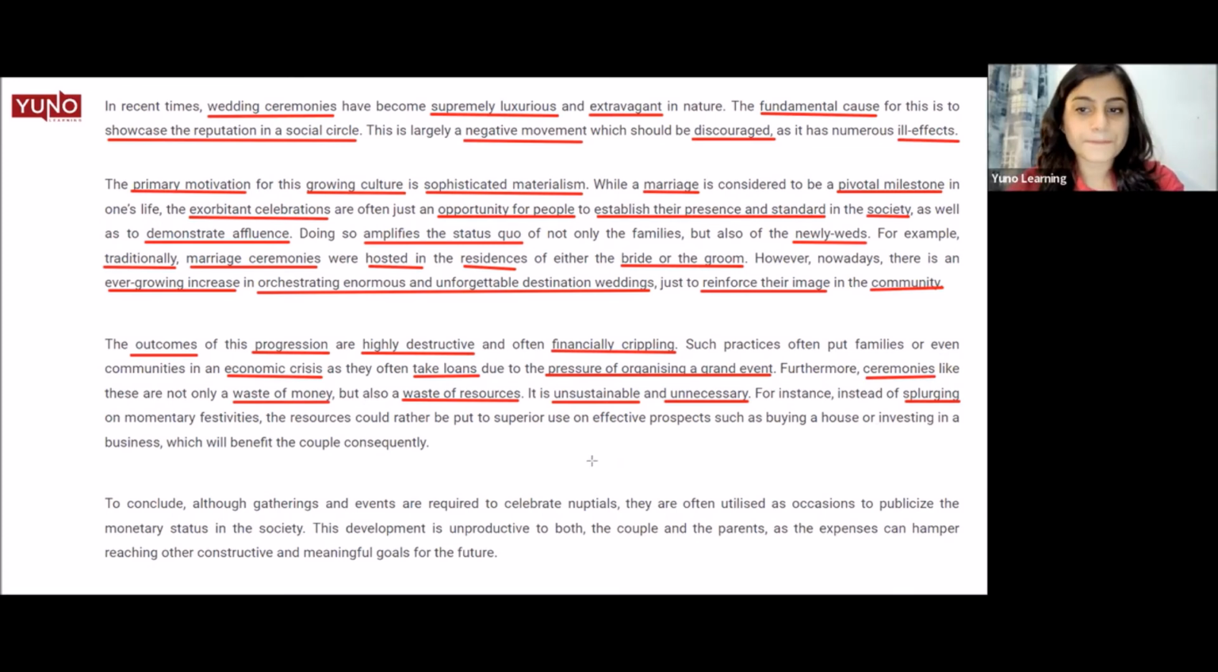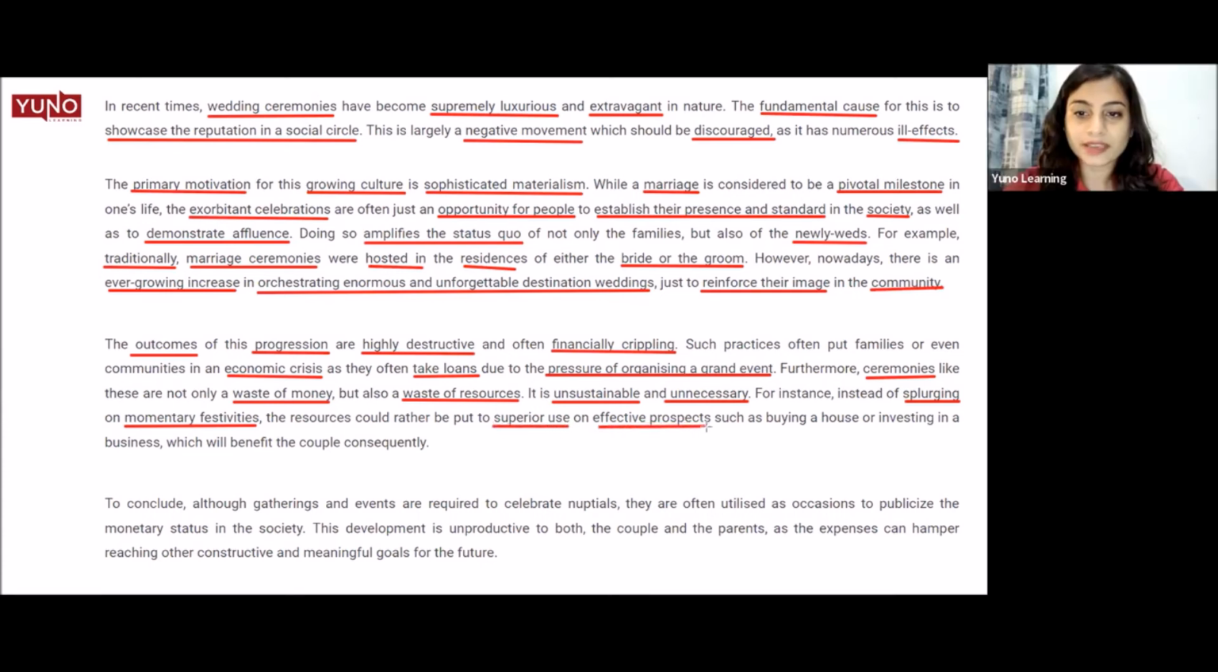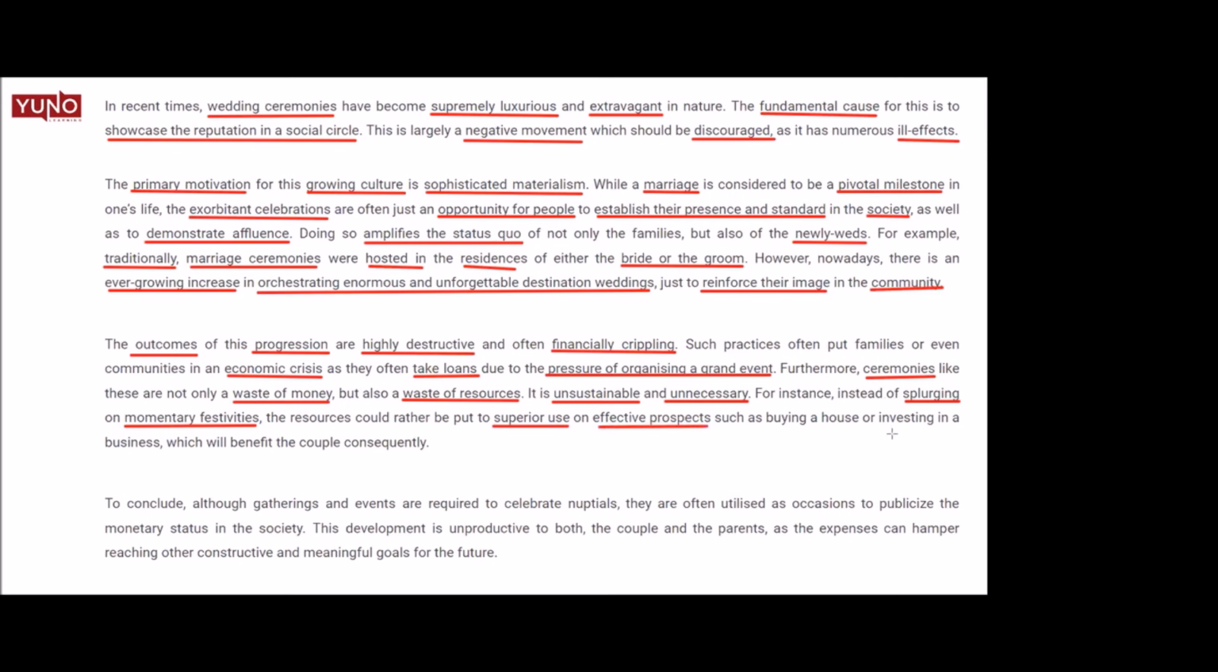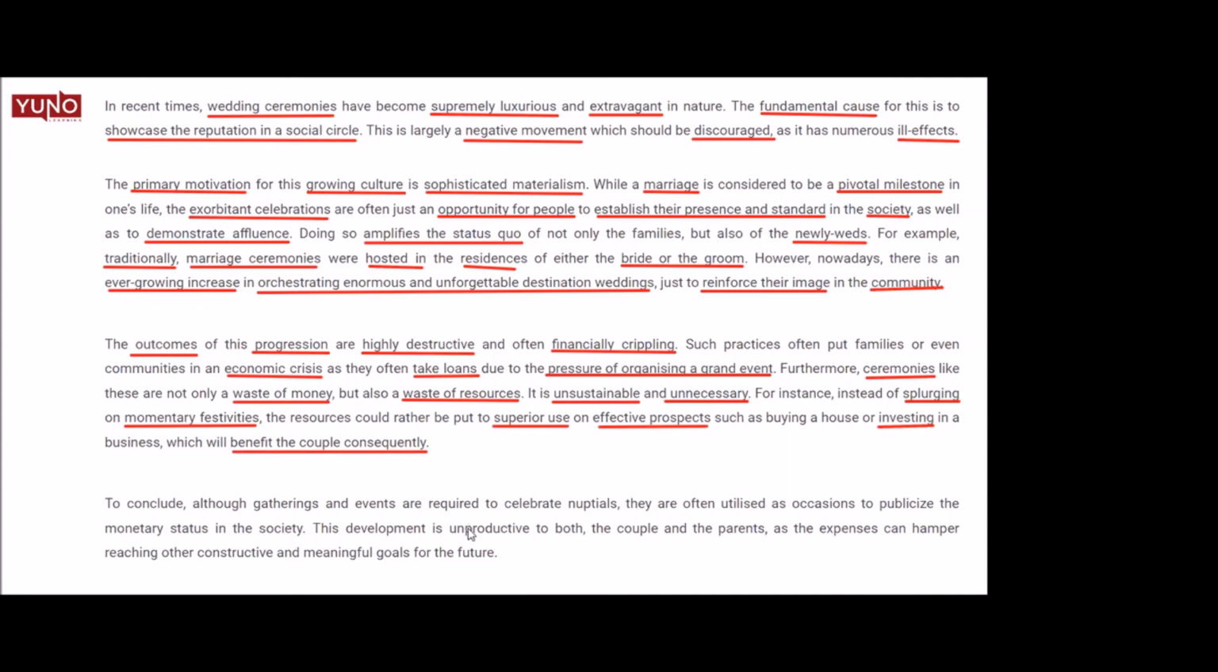Next. Festivities. Momentary festivity. Look again. Festivities are fine, but let's say we're talking about a wedding, and I want to say that it's something very small, something somewhat temporary in the longer term, and it's momentary when compared to the several years you have ahead of you. So, momentary festivities, right? Next. Superior use. Effective prospects. Yes. Investing in a business. Fine. Couple, benefit the couple consequently, right? Let's move on to the conclusion paragraph now.